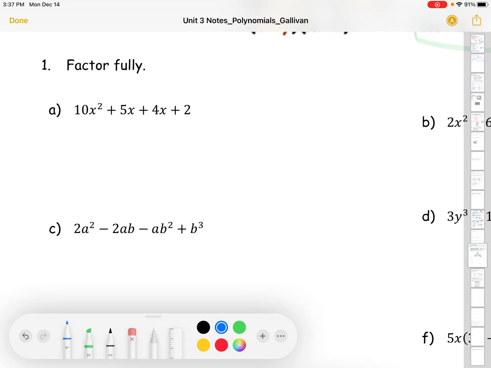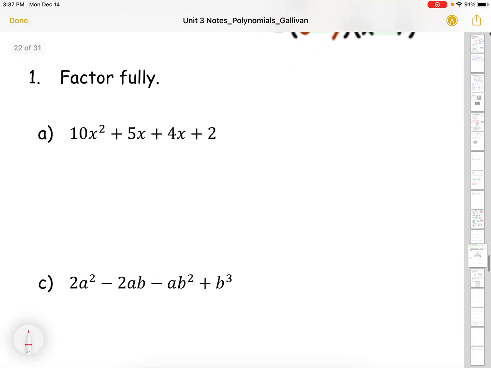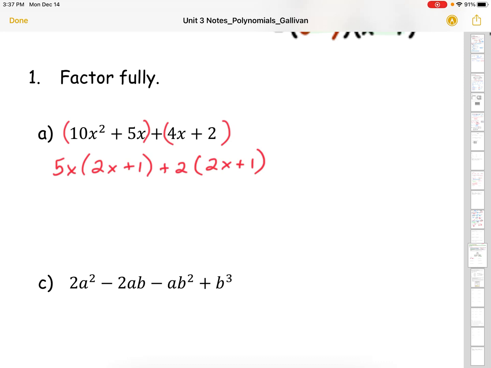10x squared plus 5x plus 4x plus 2. Now, technically, I could combine my like terms and just factor my trinomial, but I'm going to follow this method. Okay, I put brackets around the first 2 and brackets around the second 2. Then I look at my first two terms. So 10x squared plus 5x, I can take out a 5x, and I'll get 2x plus 1. And for 4x plus 2, I can take out a 2, and I'll get 2x plus 1.